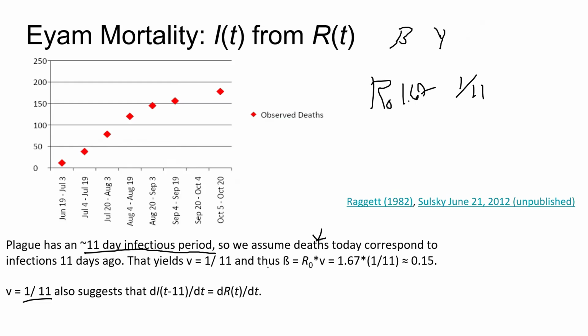So we plug this in, right? We have R naught at 1.67. Our gamma term is 1 over 11. And we plug it in, and what do we get? About 0.15 is our beta term. That is our force of infection.